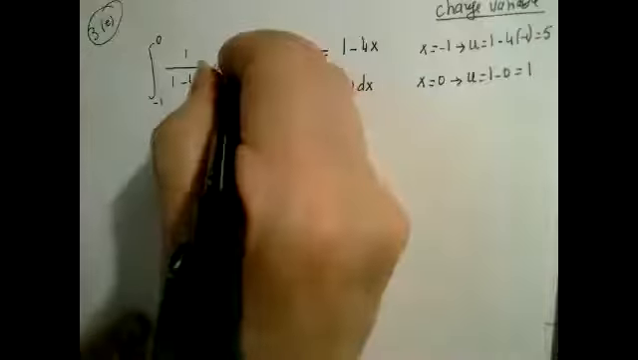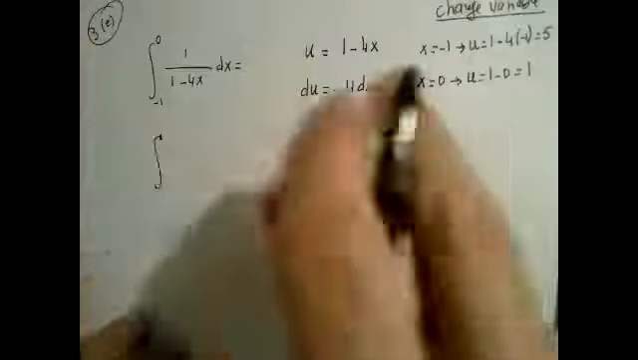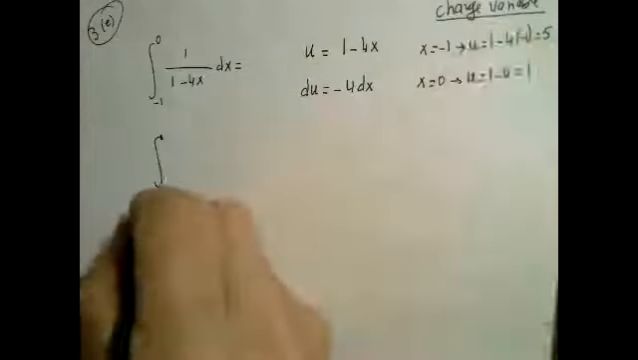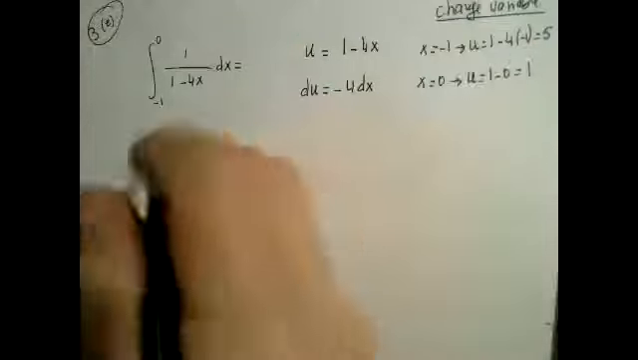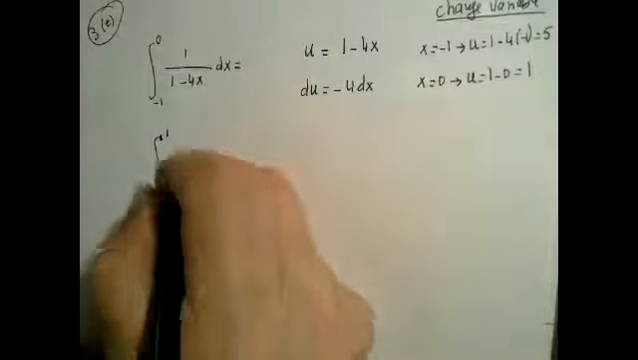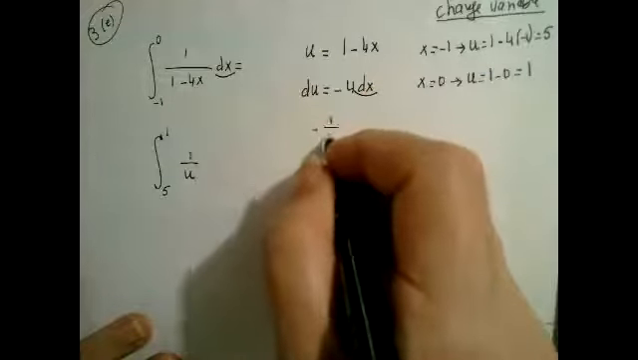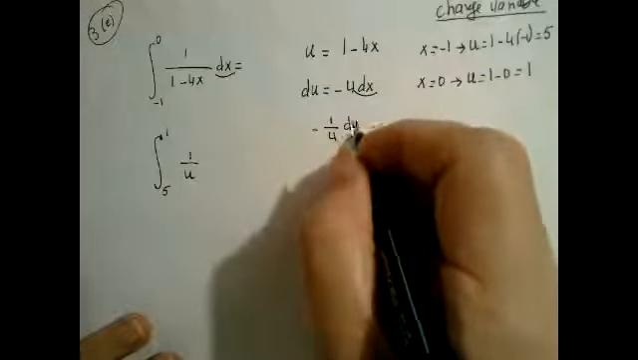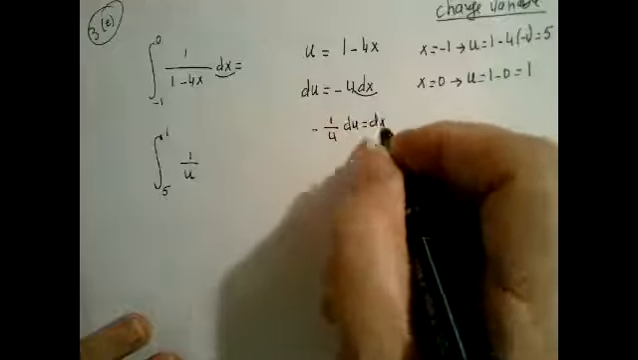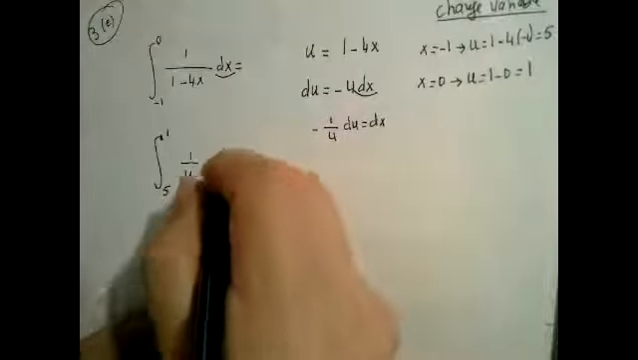And then this will become the following integral, totally in u now because I changed my variable. The minus 1 turns into a 5. The upper one will become 1. 1 over u. Now I need my dx. I have to pull it out from here, so I'll have to divide by minus 4 to get dx. So times minus 1 over 4 du.